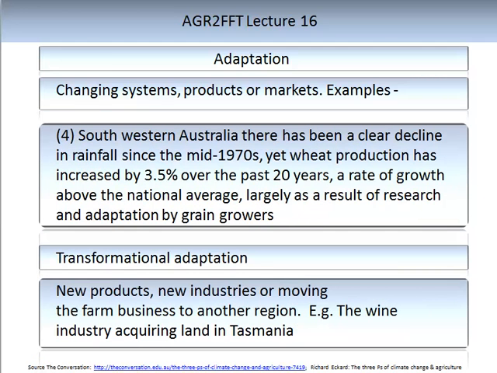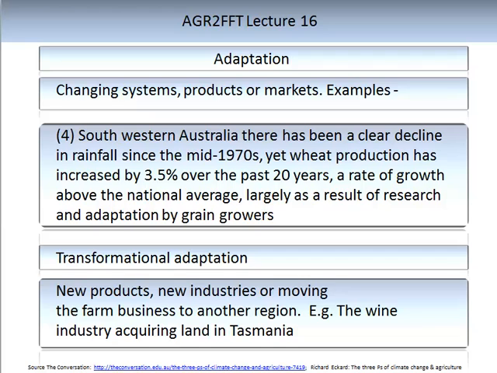And a fourth strategy stated comes from innovation in southwestern Australia. In this area there has been a clear decline in rainfall since the mid-1970s, yet wheat production has increased by 3.5% over the past 20 years. This is a rate of growth above the national average and is largely as a result of excellent research and adaptation by grain growers.